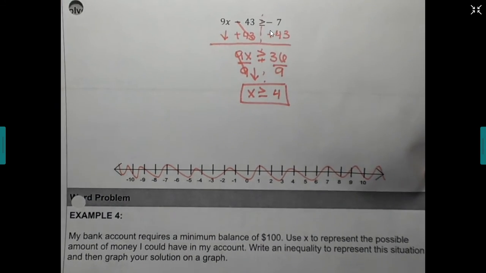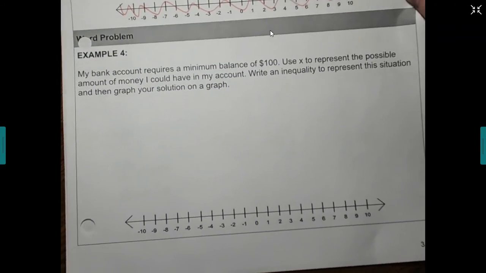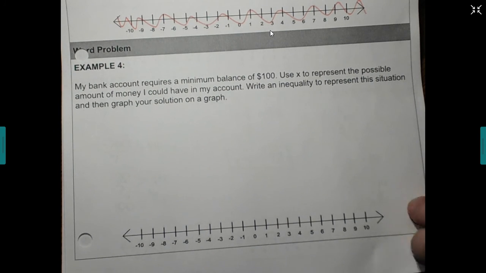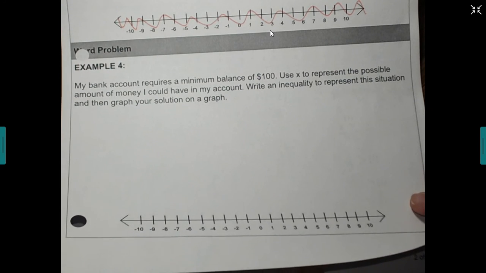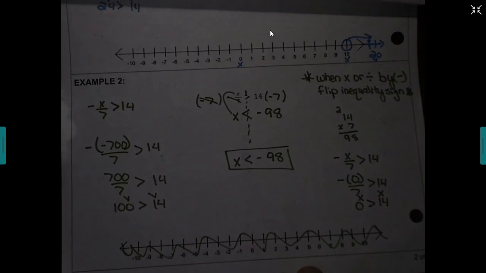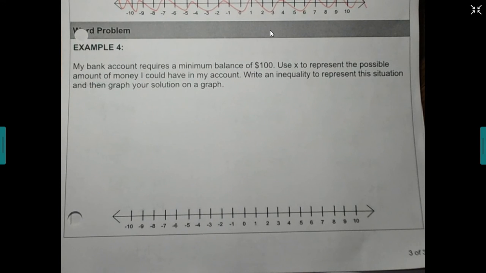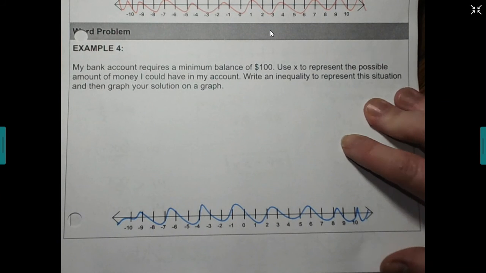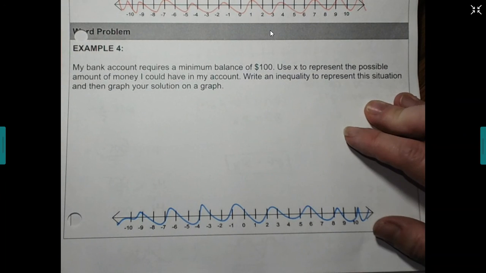Okay, last but not least, let's do just a teeny tiny word problem. This is a very realistic word problem. My bank account requires a minimum balance of $100. Use X to represent the possible amount of money I could have in my account. Write an inequality to represent this situation, and then graph your solution on a graph. We are not graphing. Ooh, she messed it all up. Okay. So we are just going to write the inequality.